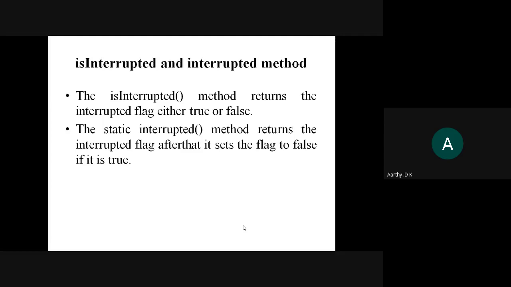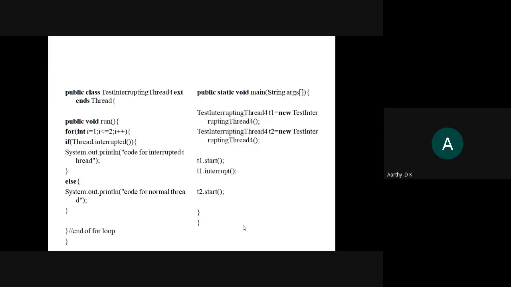Clear? So this is the difference between isInterrupted and interrupted. Both will return the value of the interrupt flag. isInterrupted will not reset the value of the flag, but the interrupted method will reset the value of the flag to false if it was true earlier. So I'll just explain this code.